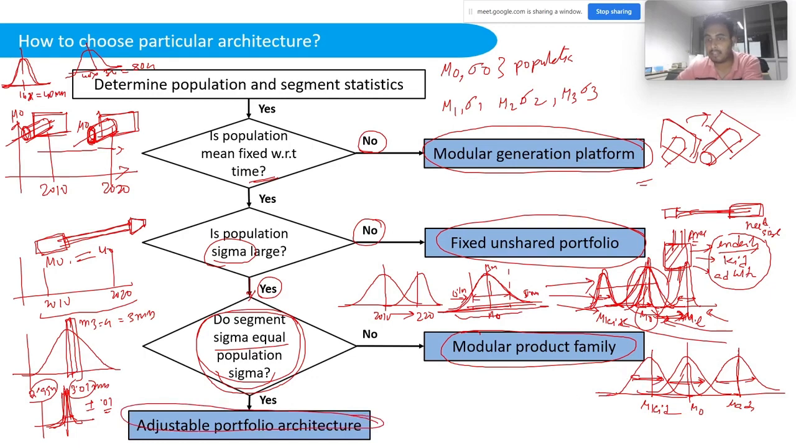In adjustable, either you fix prior to your design, you take customer measurements and then design particularly for kids, or you design something generic, but it should be adjustable for anyone in the family. So that's how you go for adjustable portfolio architecture. Clear? Yes, yes.